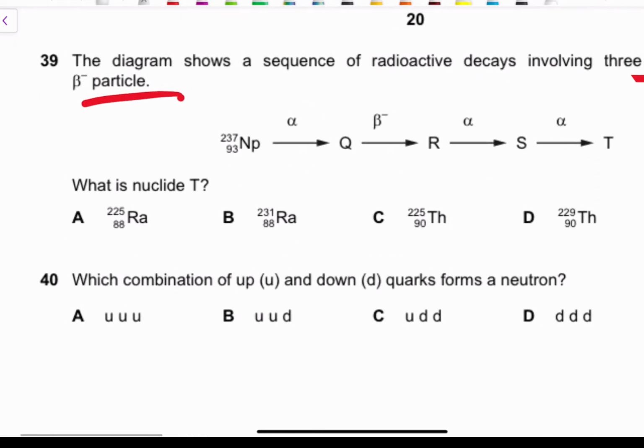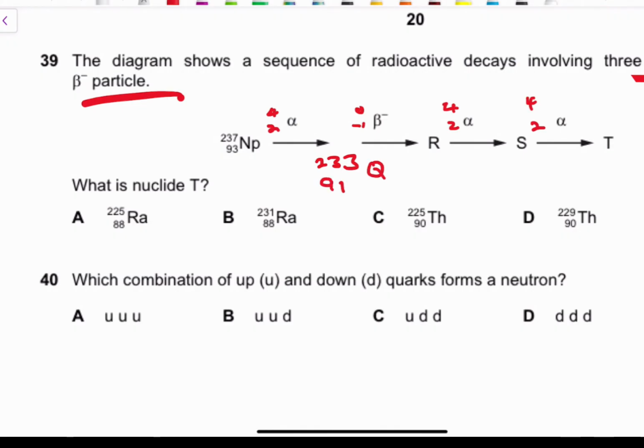Basically, an alpha particle has a mass of 4 and a charge of 2, and a beta particle has 0 and -1. So each alpha is 4 and 2. If I remove 4, so I'm going to remove this and form an isotope that is 237 minus 4. So it's going to have 233, and 93 minus 2, which is 91, which is going to be Q.